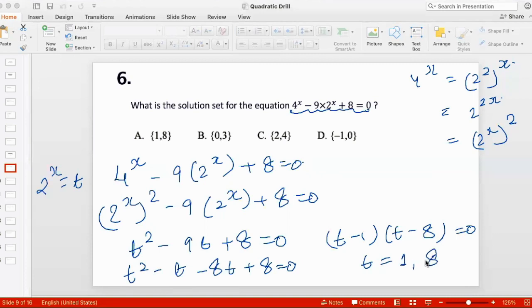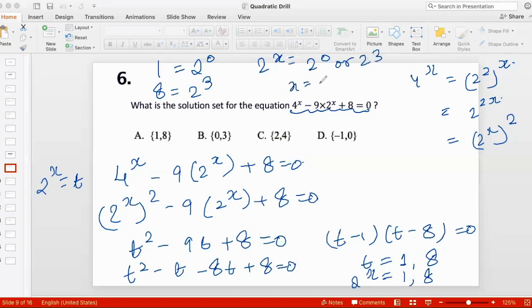Now that's t, but we have to find the value of x. And t is 2 to the power x. So 2 to the power x is 1 comma 8. Now I can write 1 as 2 to the power 0, and I can write 8 as 2 cubed. I need to write them as powers of 2 because on the left hand side I have a power of 2. So 2 to the power x becomes 2 to the power 0 or 2 cubed. So x becomes 0 or 3. So the possible values of x are 0 or 3, which means it is option B.